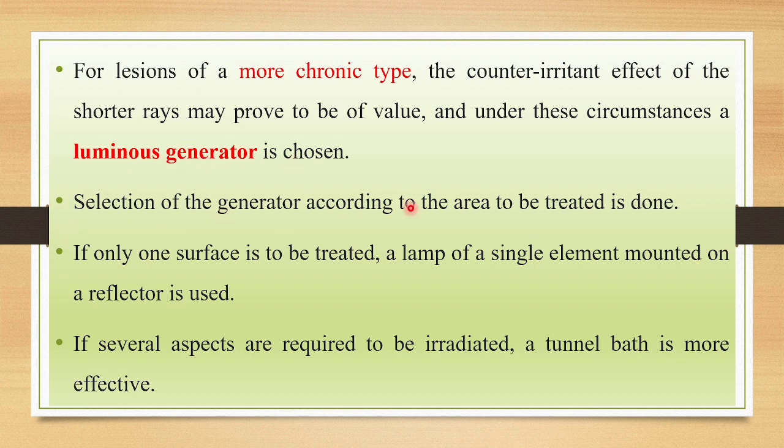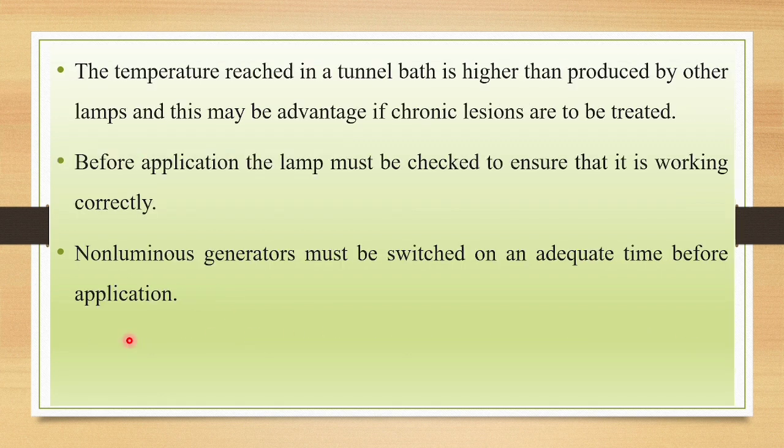And selection of the generator according to the area to be treated is done. If only one surface is to be treated, a lamp of single element mounted on a reflector is used. If several aspects are required to be irradiated, a tunnel bath is more effective. And the temperature reached in a tunnel bath is higher than that produced by other lamps, and this may be an advantage if chronic lesions are to be treated.